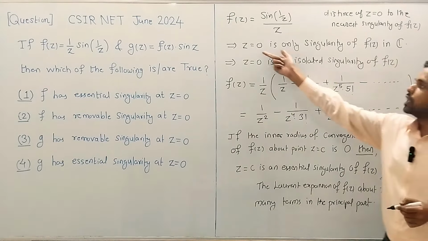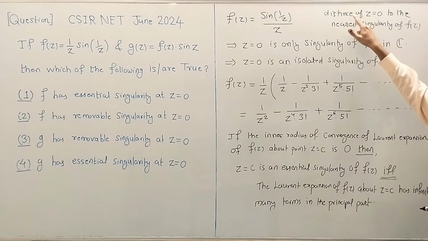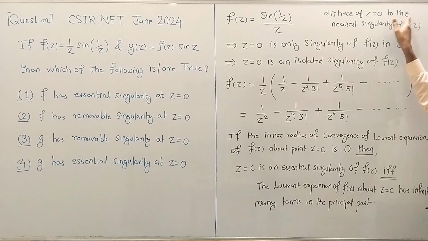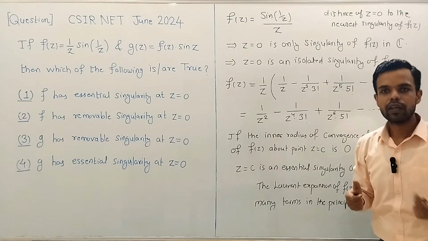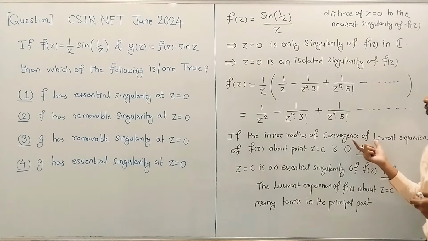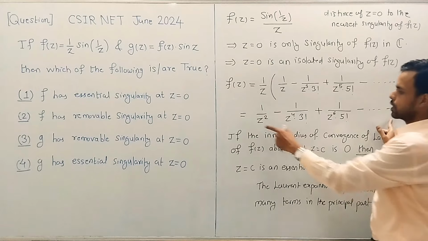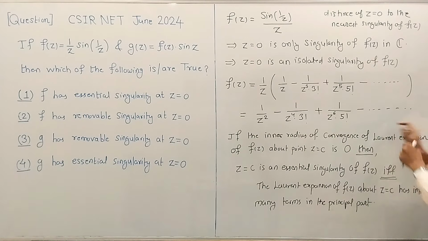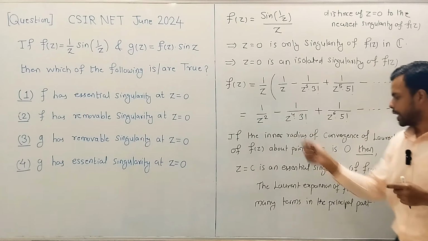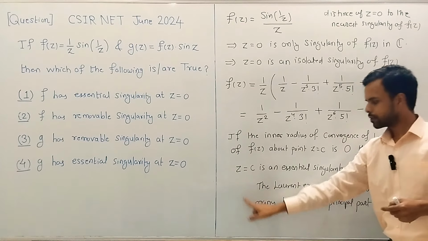But we know that z equals 0 is the only singularity of f of z. So this distance, that is the distance of z equals 0 to the nearest singularity of f of z, is nothing but 0. And this distance is nothing but the inner radius of convergence. So the inner radius of convergence of this Laurent series expansion about z equals 0 is 0. And hence we can use this result.